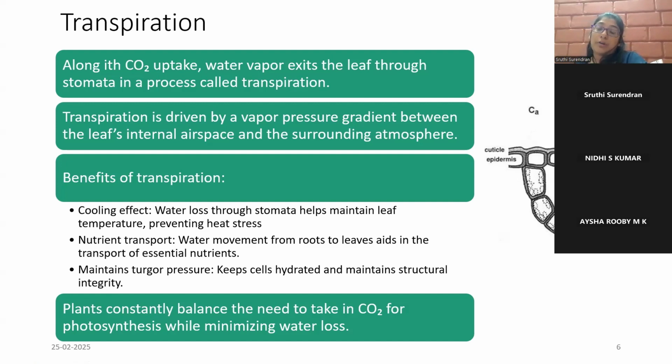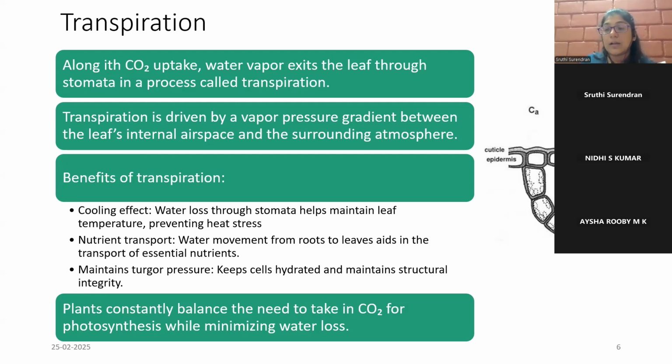Now, although the entry of carbon dioxide is a positive process, helping in the process of photosynthesis, too much transpiration is going to result in the plant losing a lot of water. So, in order to maintain an optimum amount of water loss, the stomata will generally close so that too much water is not lost during transpiration.